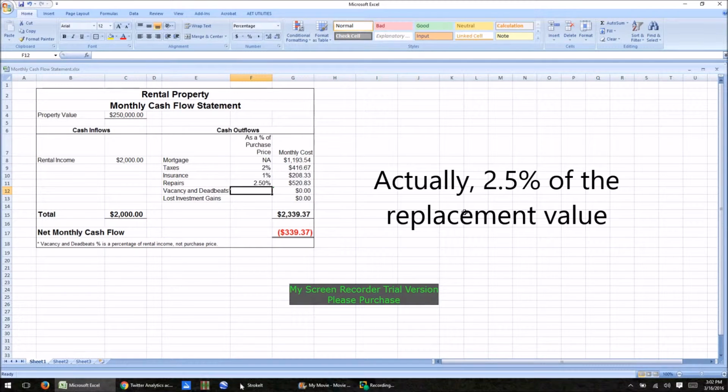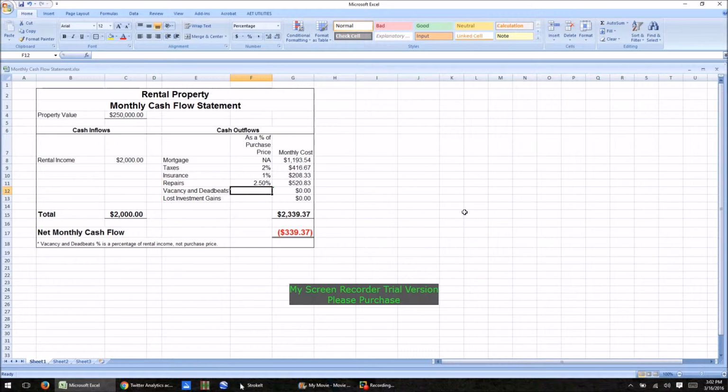Vacancy and deadbeats. Your property will not be rented every single day forever and ever. Every once in a while somebody will move out. It'll take you a month or two maybe to replace them, or every once in a while somebody might not pay. You have to consider what an assumption that you're comfortable with for your area is. I think of it as somewhere around 1 month lost every 2 years or so per apartment, whether it be through vacancy or deadbeats. Doesn't matter to me. I'm just not getting paid, right?